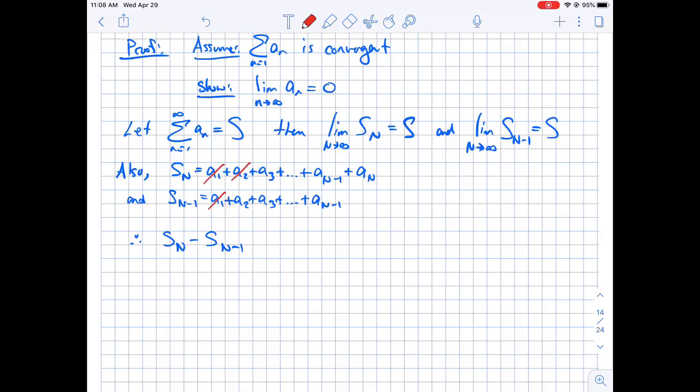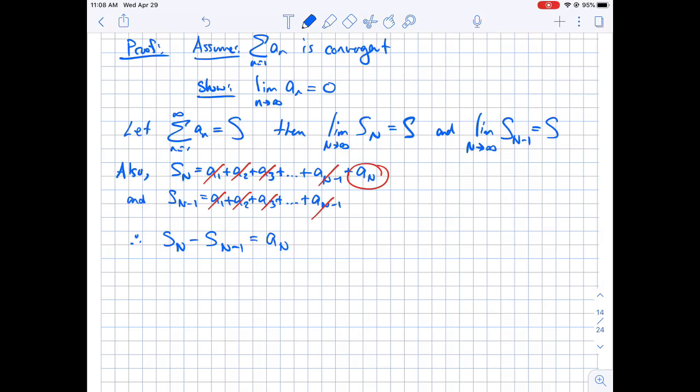And we have a2 minus a2, a3 minus a3. All of these terms are going to cancel each other out, including a sub n minus 1. This is the only term that will not be canceled out, and so we end up that the difference between these two is going to be a sub n. Okay, so here we just want to stop for a second.